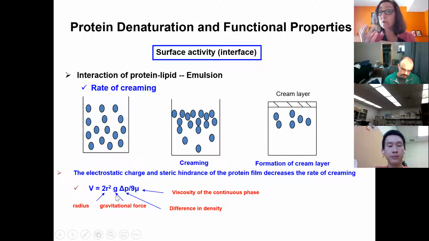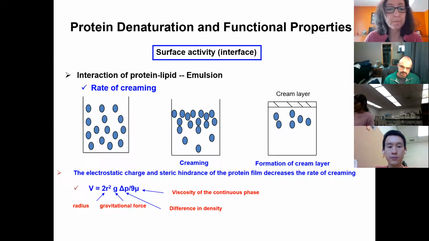When we apply a force, the more you apply a force, the higher the rate of separation. And then the difference in density: the higher the difference in density, the higher the rate of separation. However, in the denominator, you have the viscosity of the continuous phase. So the higher the viscosity of the continuous phase, the lower the rate of creaming. So you have those different factors that impact the rate of creaming.